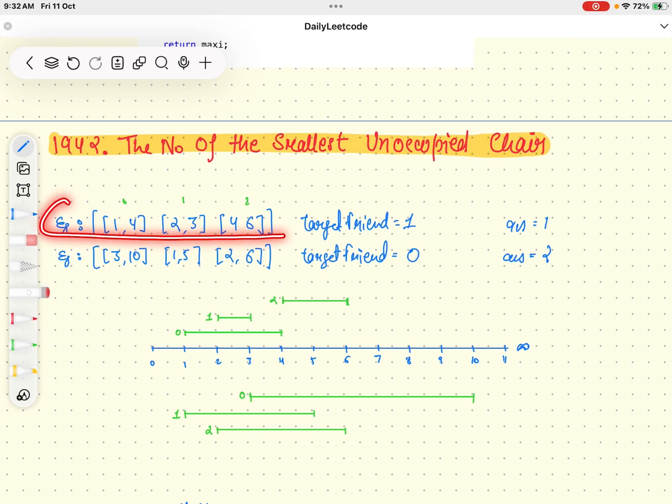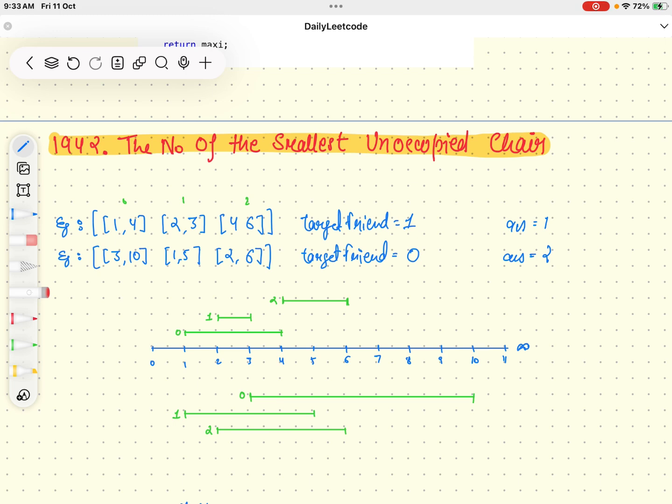Example number 1 is this. We are given an array of times, which means we have 3 friends arriving: 0, 1 and 2. The first friend will arrive at 1 and leave at 4. The second friend will arrive at 2 and leave at 3. The third friend will arrive at 4 and leave at 6. My target friend is 1, which is this one, and I have to tell on which seat number he would be sitting.